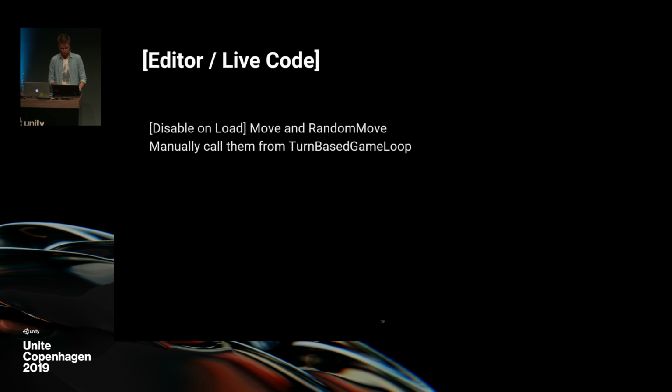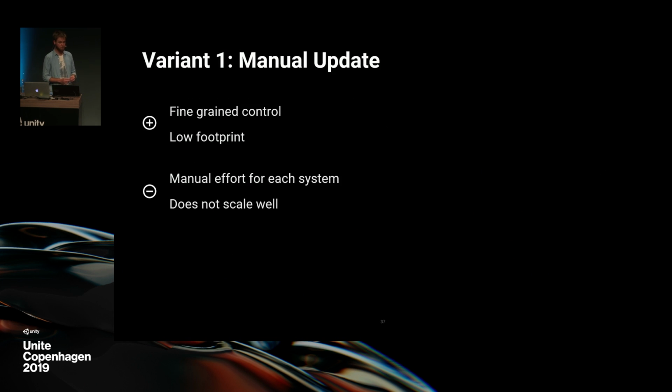So why don't we just stop here? We have very fine control over what's happening, so we can specify the order in which the systems get updated. It has a pretty low footprint because we only need to add this attribute to a system to take it out of the loop. But it doesn't really scale well. If you think about a situation where you published your game and you want to allow other people to mod gameplay systems, for example, they need to have access to your turn-based game loop because they need to later on include the system in the game loop.